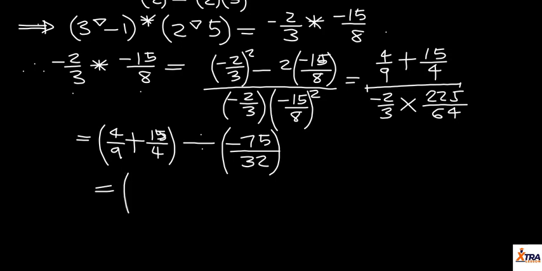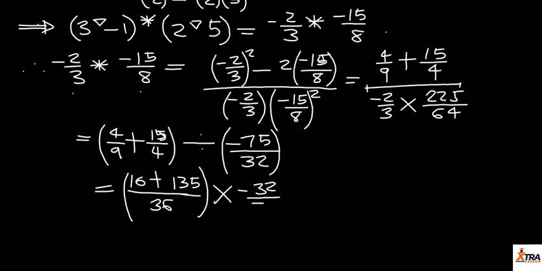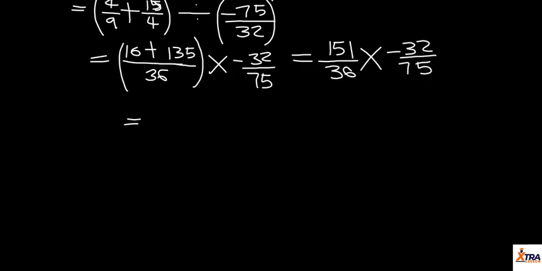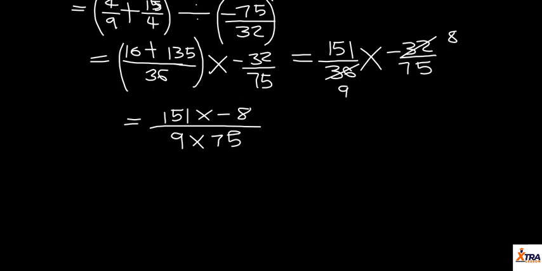And then I'll be having an LCM of 36 here. Breaking this down, I have 16 plus 135, times minus 32 over 75. 135 plus 16 will give me 151 over 36 times minus 32 over 75. Looking at this, I can detect that 4 is a common factor. 4 here will give us 9, and then 4 here will give us 8. So I can say this is basically 151 times minus 8 over 9 times 75. There doesn't seem to be any other factor, so all we need to do is multiply this out so that we get our final answer.